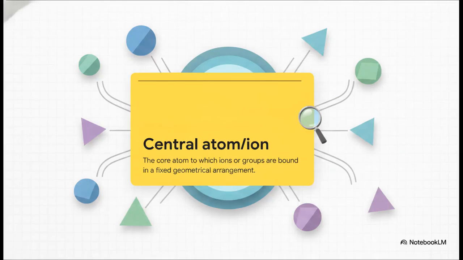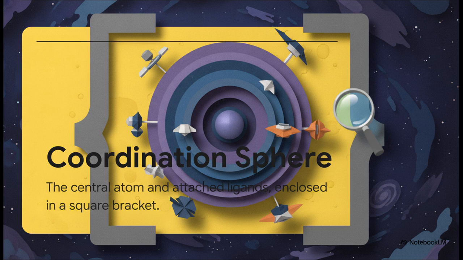At the very heart of this space station is the central atom or ion. Think of this guy as an incredibly powerful magnetic core. It acts as the anchor, right? It literally draws in surrounding molecules from all different directions and locks them down into a highly rigid, definite geometrical arrangement. And the molecules being drawn in?